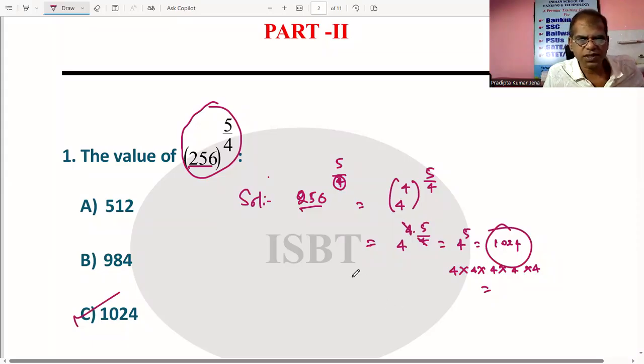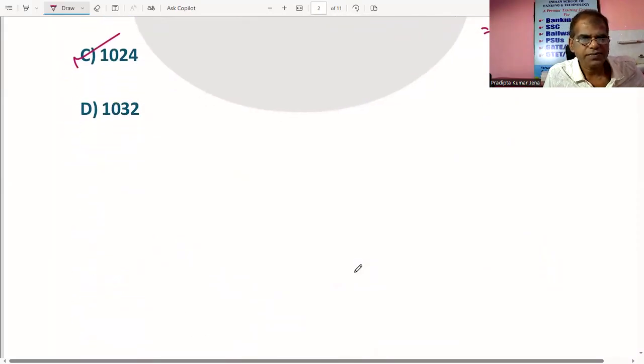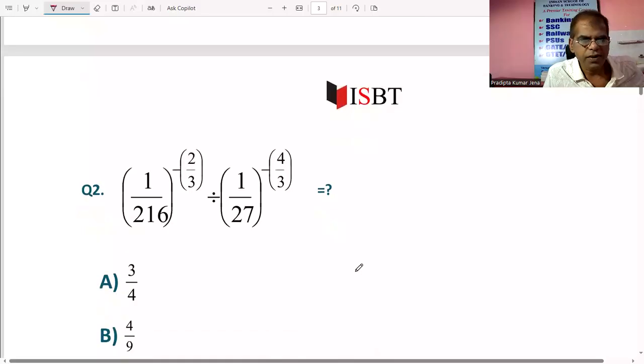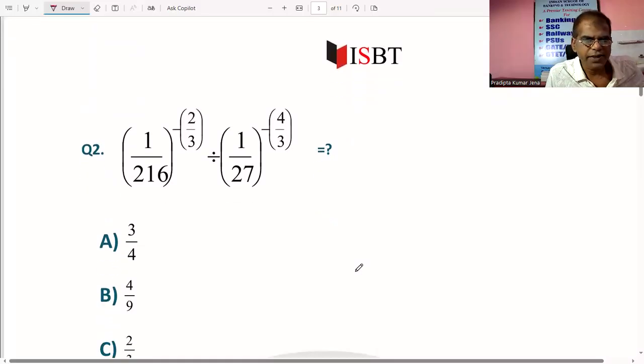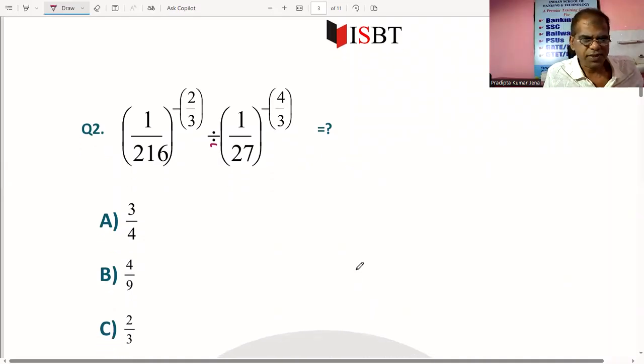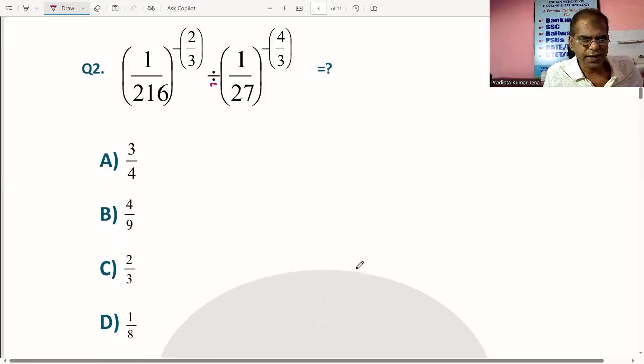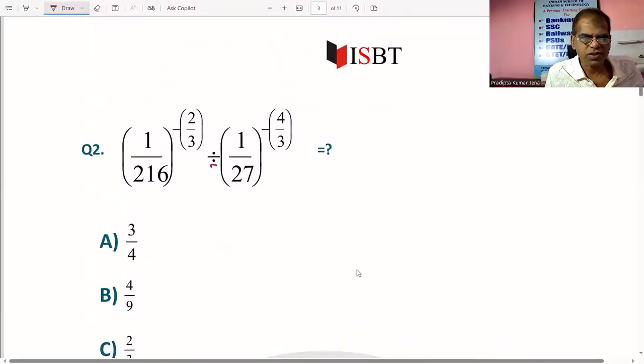Now look at question number 2. 1 divided by 216 to the power -2/3, divided by 1/27 to the power -4/3. Your options are 3/4, 4/9, 2/3, 1/8. Okay, so look at the solution.